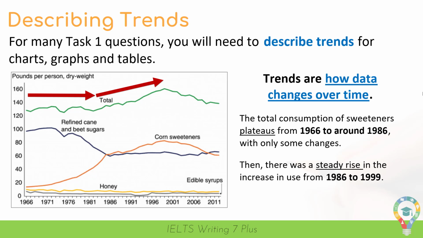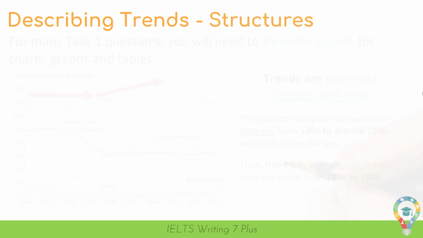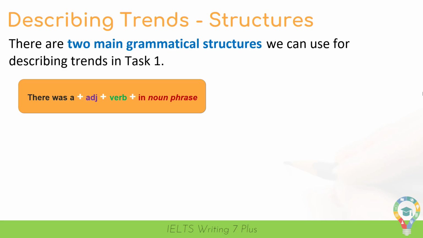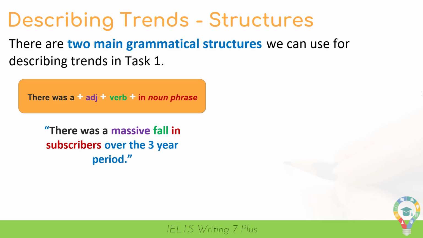So for trends and increases and decreases, there are really two main grammatical structures that we can use, and I'm going to show you them in this lesson. So up first we have: there was, plus adjective, plus verb, plus in, plus a noun phrase, whatever that may be: in sweeteners, in car use, in food consumption. A noun phrase. Let's take a look at an example.